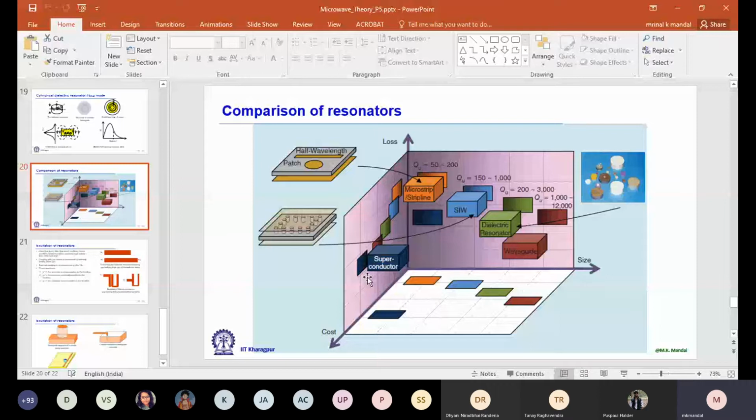Well, so this is some comparison. What we see is that for conventional structures, waveguide provides the least loss, but its size is maximum. And microstrip line loss is high, but its cost is minimum. And that's why PCB technology is so popular.